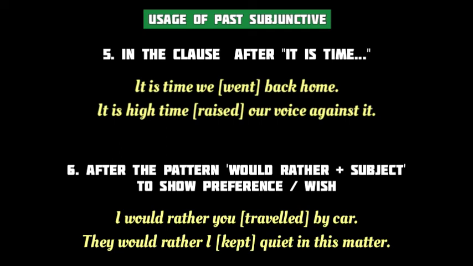After the pattern would rather plus subject, the verb comes in the past subjunctive mood. The expression would rather indicates the speaker's preference or wish. For example, in the sentence, I would rather you traveled by car, the verb traveled is in the past subjunctive mood. It means I would prefer you to travel by car. In the last sentence, after the expression would rather and subject I, the verb kept is also in the past subjunctive mood for the same reason.